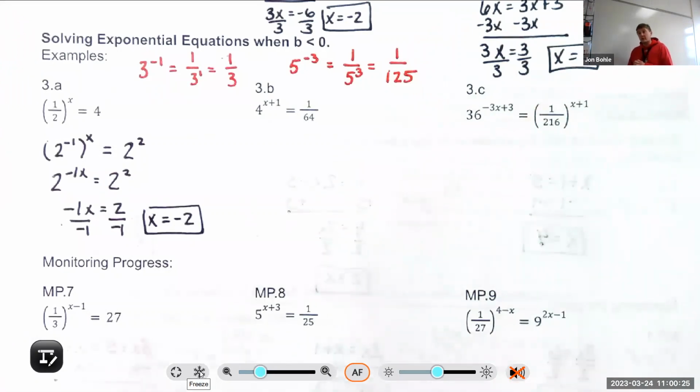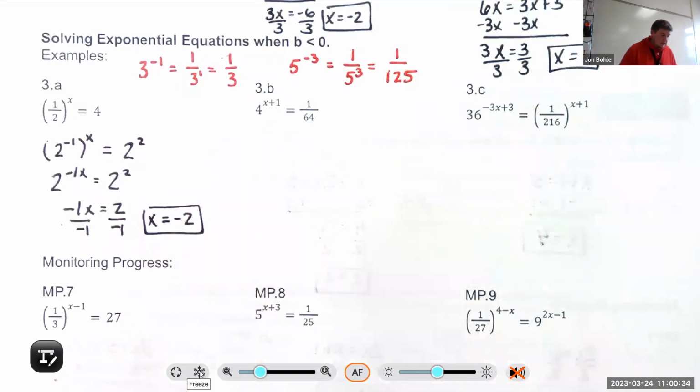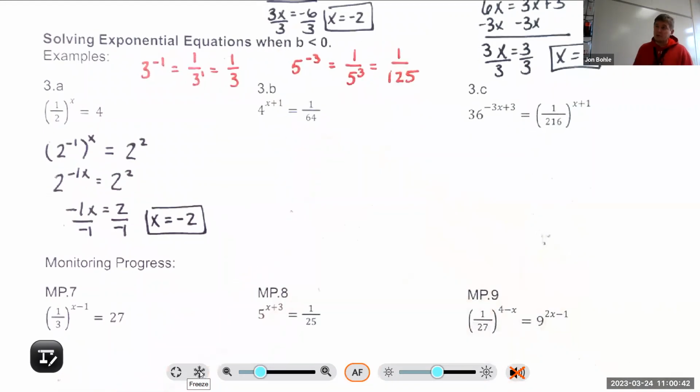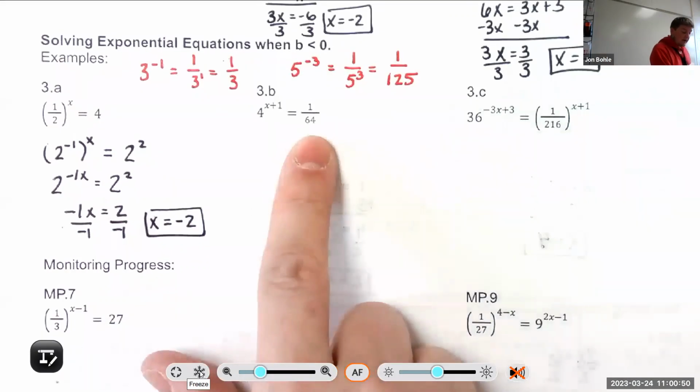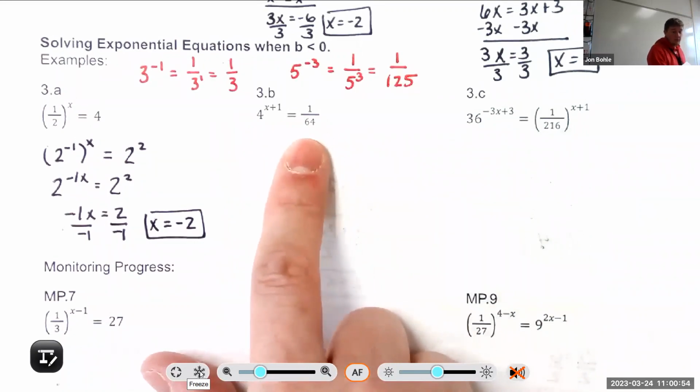Now we're going to look at this one, because the bases really are not the same. I have a 4 here. So the first thing I want to do is ask myself whether or not 1 over 64 can be rewritten as a power of 4. I know it's going to be able to if 64 is a power of 4. If 64 is a power of 4, then that means 1 over 64 is going to be a power of 4.